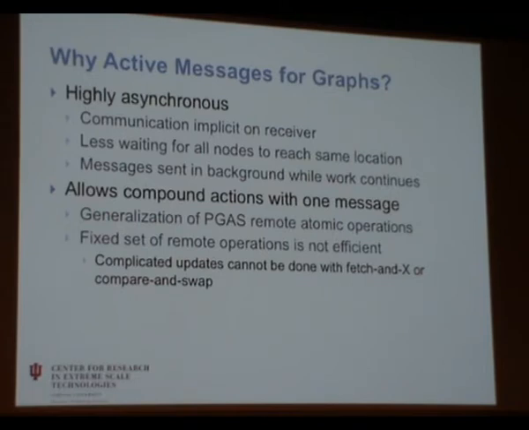And unlike a PGAS model, remote direct memory access, or these sorts of remote update memory access models, you can have compound operations in one message. So for example, you can have an operation like check the color map for a given vertex. If that color map entry is marked as white, then you set it to black and push the vertex into the queue. And that's something that's very difficult to do with compare and swap, and in weak memory consistency models requires a lot of extra synchronization.